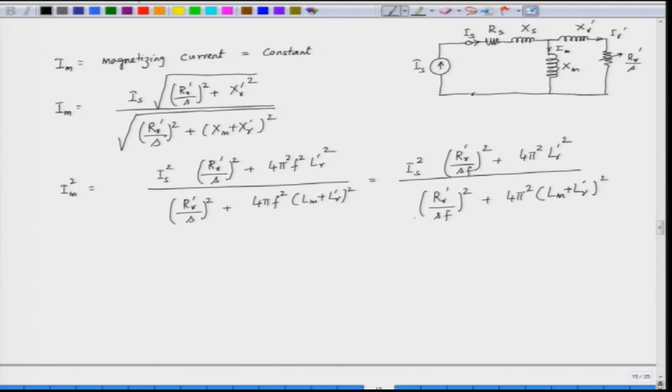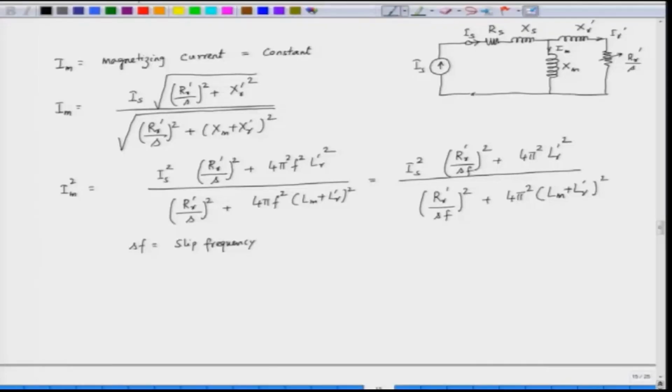Now, in this case S into f is known as the slip frequency. So, what we do here, we control the slip frequency of a CSI fed induction motor. Slip frequency can be changed from 0 to a certain value. Now, if slip frequency is very small, what happens? We are controlling the slip frequency here, and let us see what the relationship is as we change it. This relates the magnetizing current with the stator current and the slip frequency.